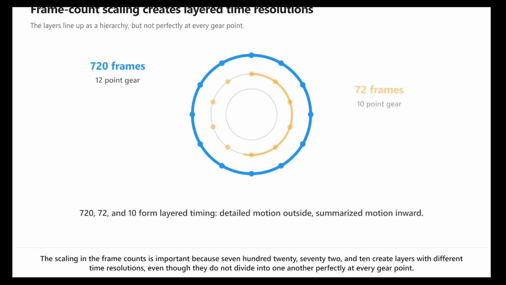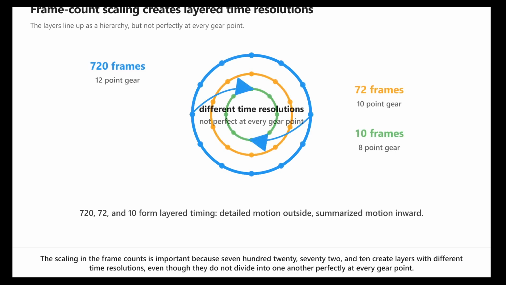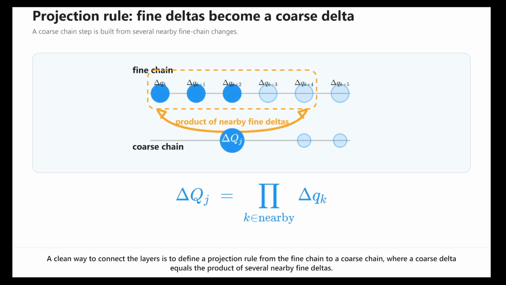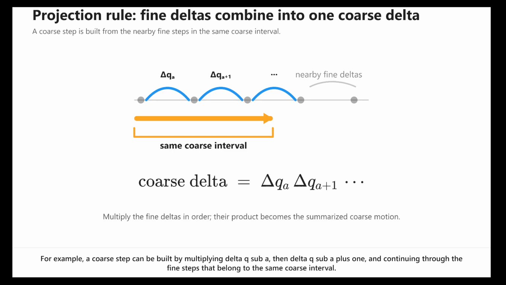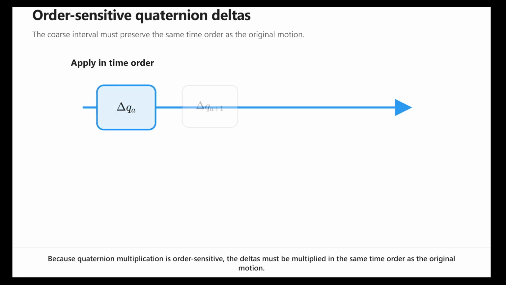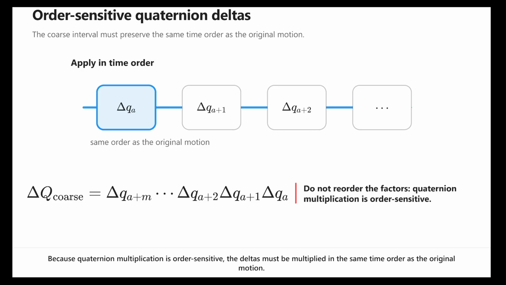The scaling in the frame counts is important because 720, 72, and 10 create layers with different time resolutions, even though they do not divide into one another perfectly at every gear point. A clean way to connect the layers is to define a projection rule from the fine chain to a coarse chain, where a coarse delta equals the product of several nearby fine deltas. For example, a coarse step can be built by multiplying delta q sub a, then delta q sub a plus 1, and continuing through the fine steps that belong to the same coarse interval. Because quaternion multiplication is order sensitive, the deltas must be multiplied in the same time order as the original motion.